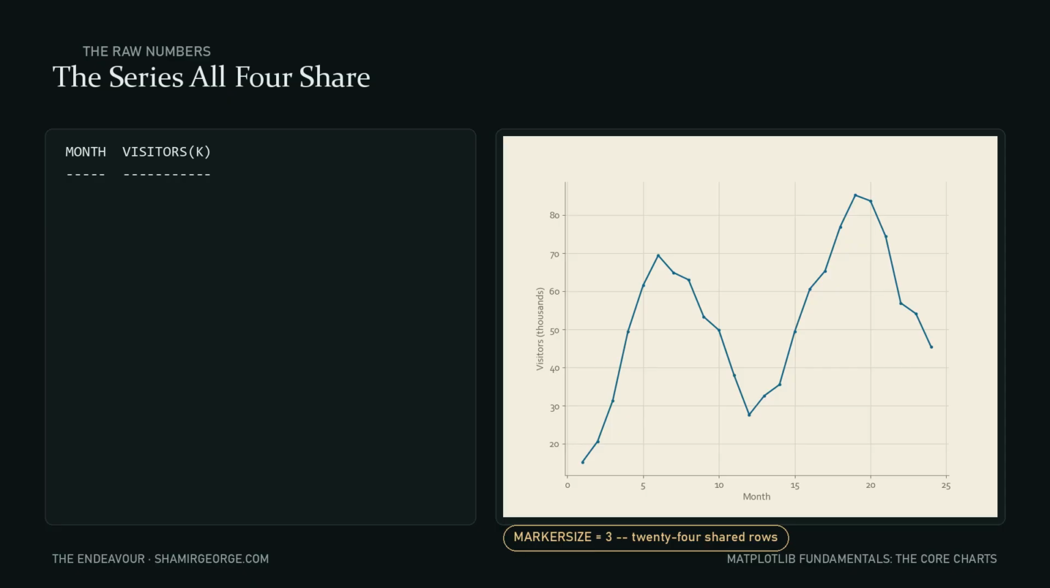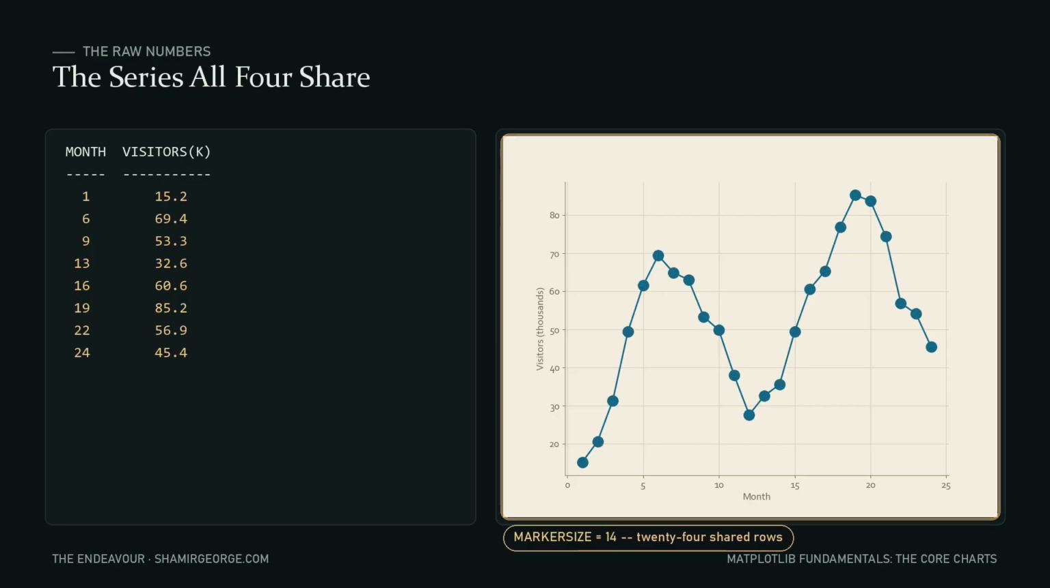Every chart this lecture draws pulls from this exact table. 24 months, visitors in thousands. Month 1 opens at 15.2, the series climbs to a first-year peak near 69.4 in month 6, dips into month 13 at 32.6, then tops out at 85.2 in month 19. 4 charts, 1 unchanging table underneath.